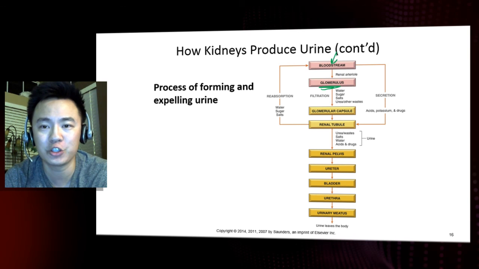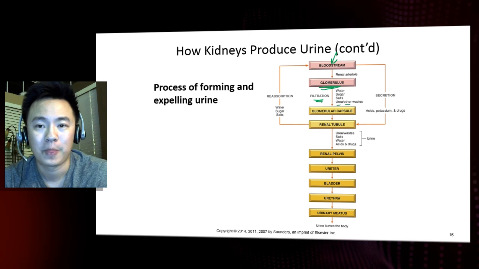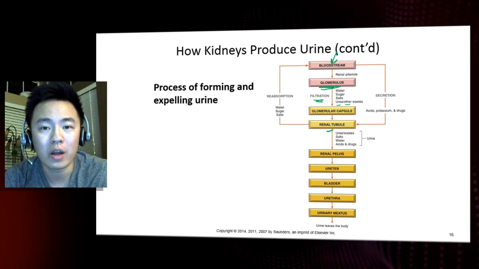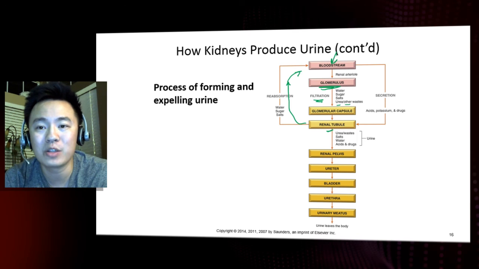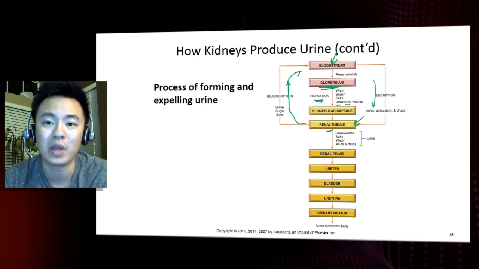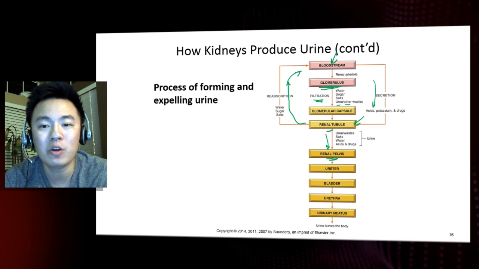where water and sugar and salts and urea, other wastes are being filtered out through that glomerular capsule and then into that renal tubule. And what ends up happening here is that now water, sugars, and salts get reabsorbed back into the bloodstream. And while the bloodstream here is secreting out different acids, potassium, and drugs back into the renal tubule, as we've talked about earlier. And then they all collect at the renal pelvis, where they travel down that ureter, store themselves in the urinary bladder, until such time as when the body's ready to release that urine, it travels through that urethra.